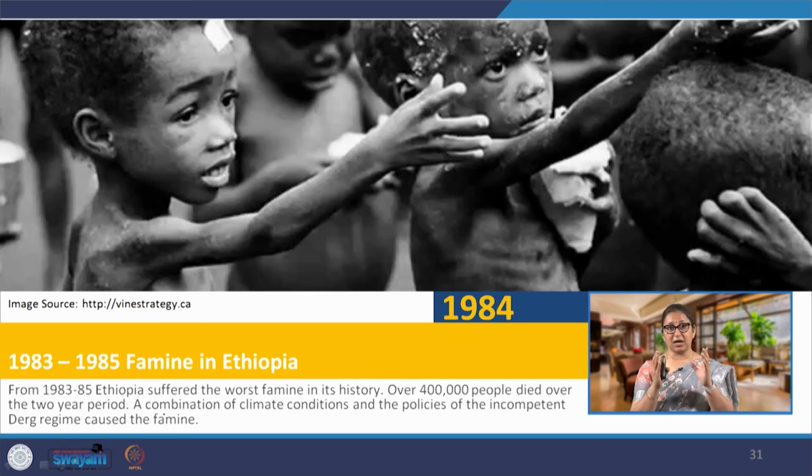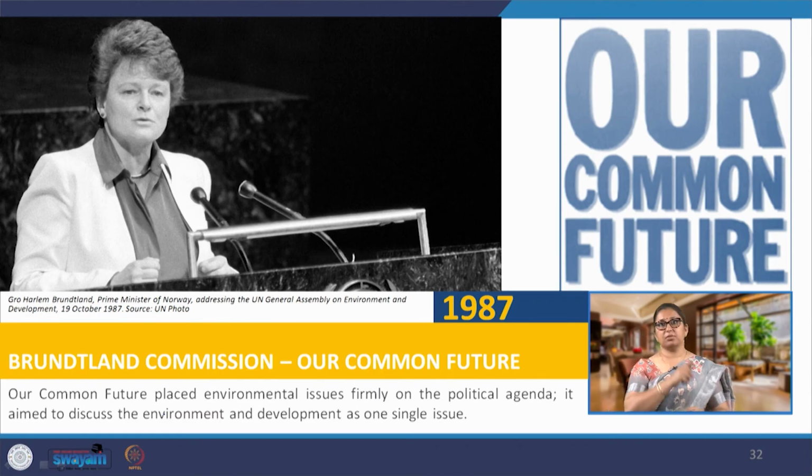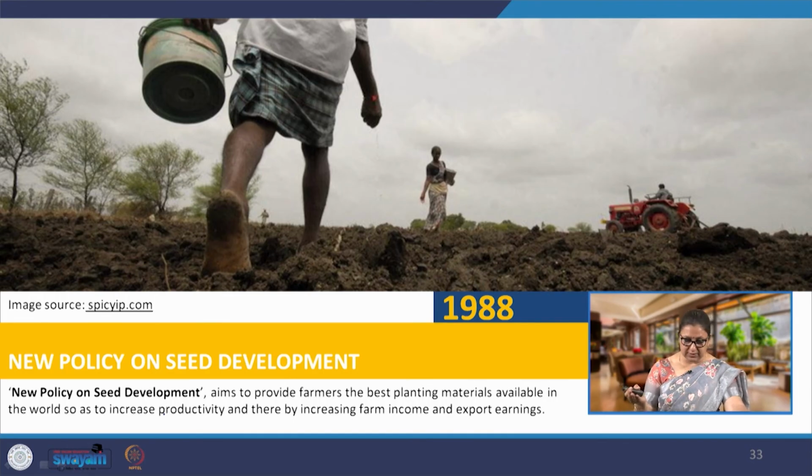That idea, that concept of everything being together, after which came Our Common Future, that our actions of development, so called development in one part of the world is affecting lives in the other part of the world, because it is affecting environment some way or the other. So, that is how in 1987 this Brundtland Commission was formed, and the report Our Common Future was published, and since then there have been a lot of new policies, like new policy on seed development because of climate change, a lot of changes that continue to come.